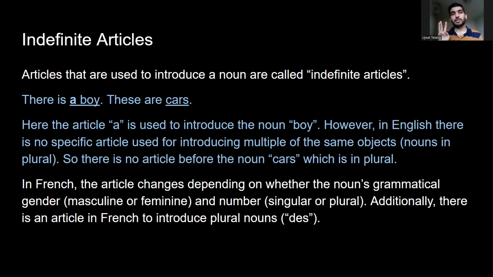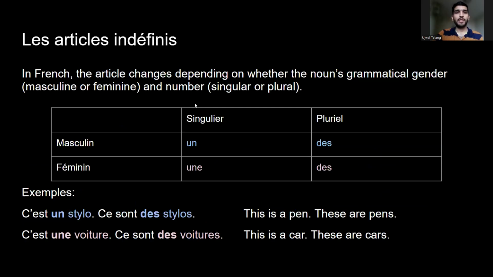In French, there's three of them. So there's un, une, des. Based on the grammatical gender of the noun, we would use un or une. And for plural, we use des. So let's take a look at that. Singular, plural. One object, I'm going to say un or une. And if there are many objects, it's going to be des, even for masculine, even for feminine.